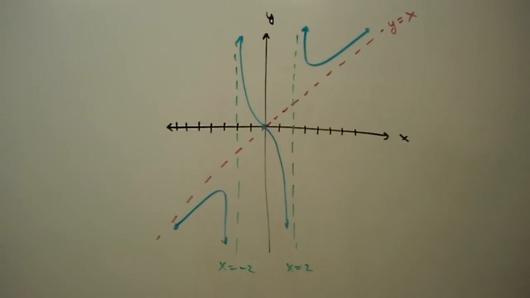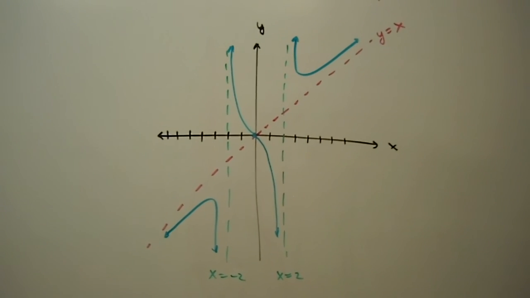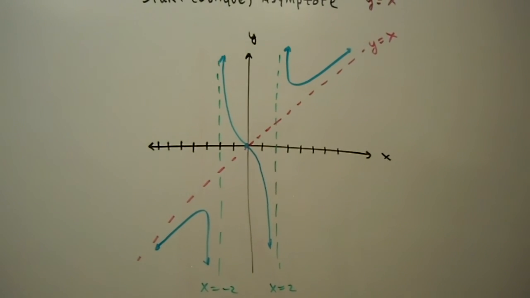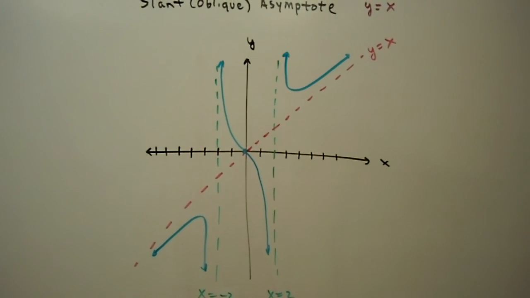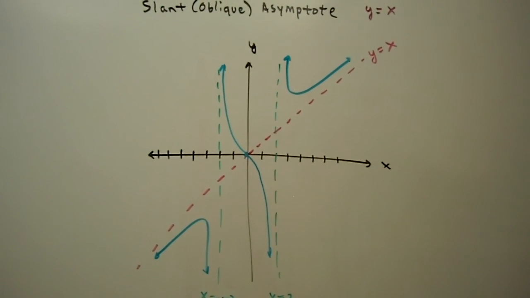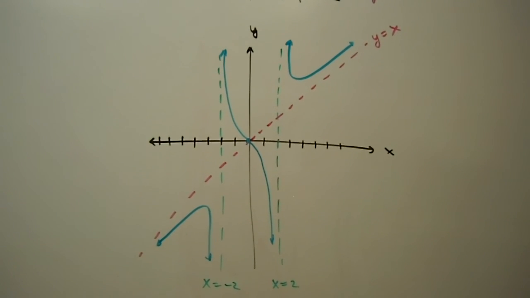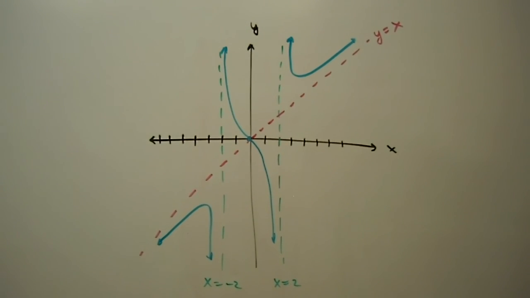And therefore, the entire graph of the function looks like this. Note the two vertical asymptotes, the slanted asymptote y equals x, and then where the graph is positive and negative, and the graph actually goes through the origin at the point (0, 0).